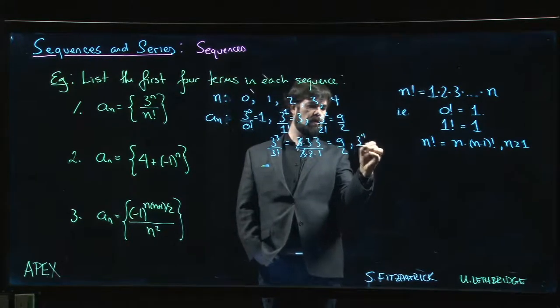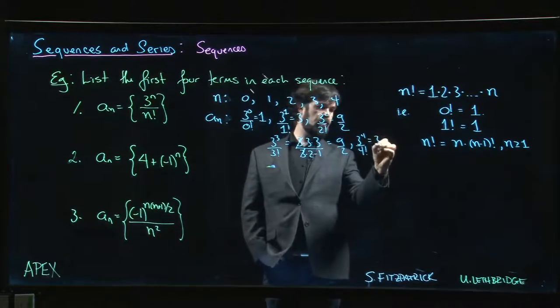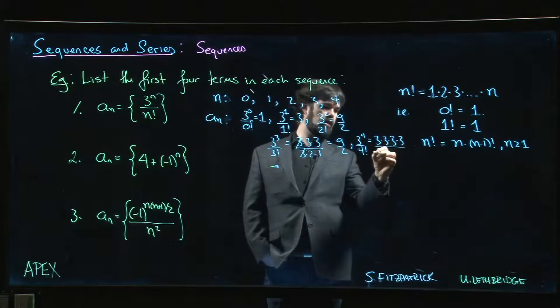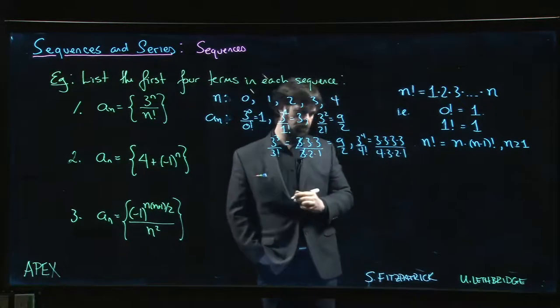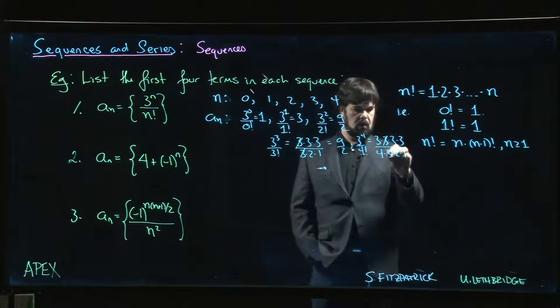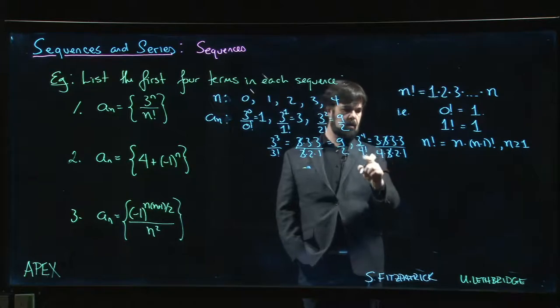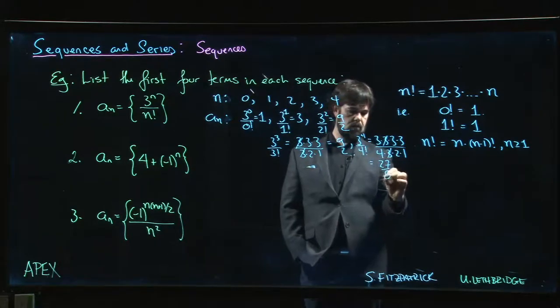And then 3 to the 4th over 4 factorial, we have 3 times 3 times 3 times 3 over 4 times 3 times 2 times 1. You can cancel a couple of them. That's going to come out to be 27 over 8. All right?